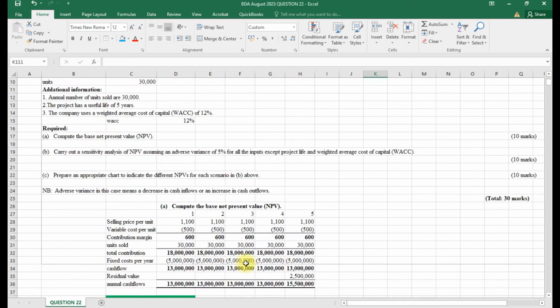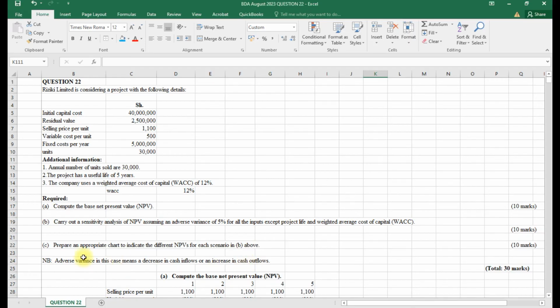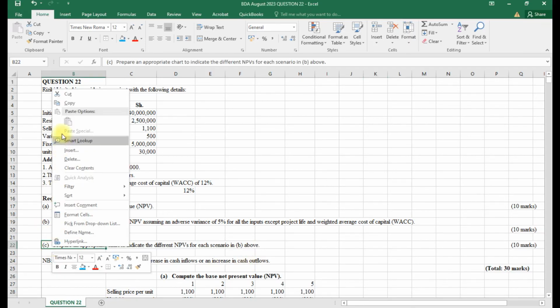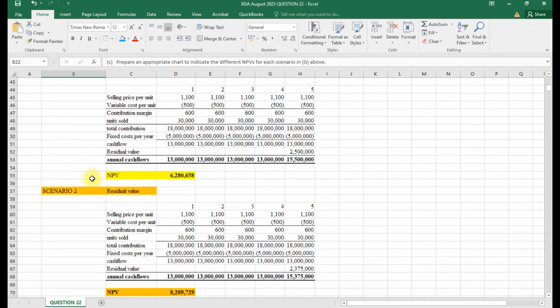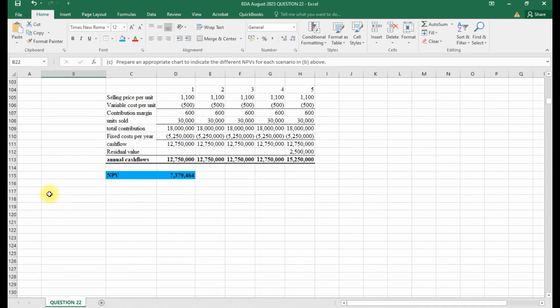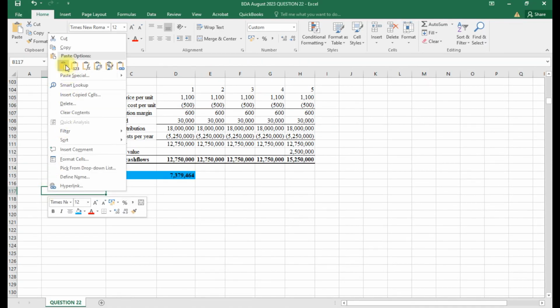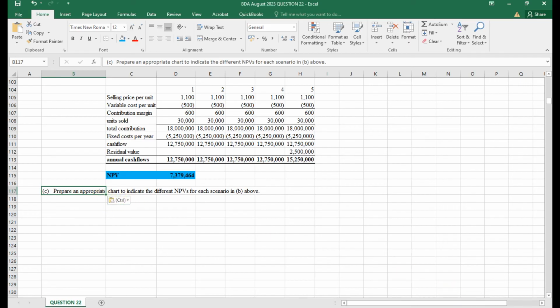So you need to answer the third part. Prepare and copy this and I paste it here. Prepare an appropriate chart. Prepare an appropriate chart to indicate the different NPVs for each scenario in B.